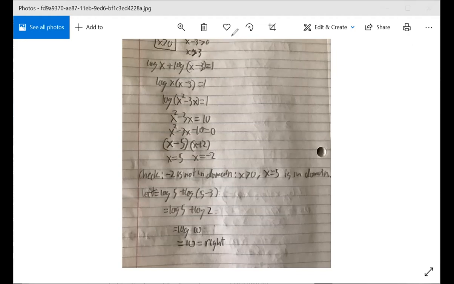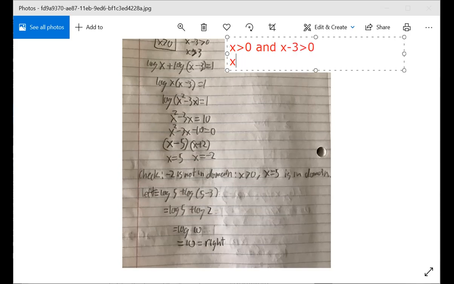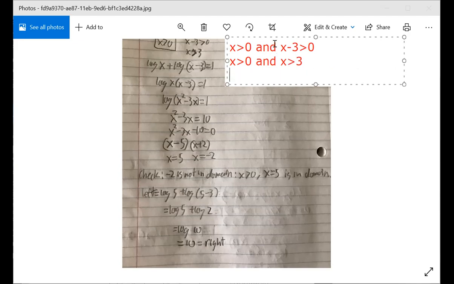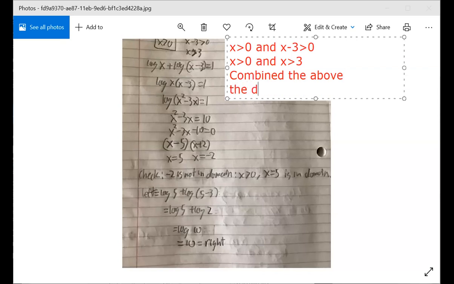So what you have, you will set up as x is larger than 0 and x minus 3 is larger than 0, right? Then you solve it: x larger than 0, and then x larger than 3. If you combine the above, what should the domain be? Should the domain be x larger than 0, or x larger than 3? That's my question.